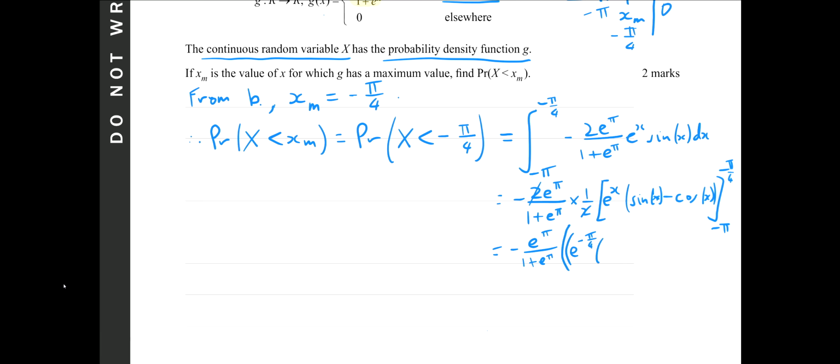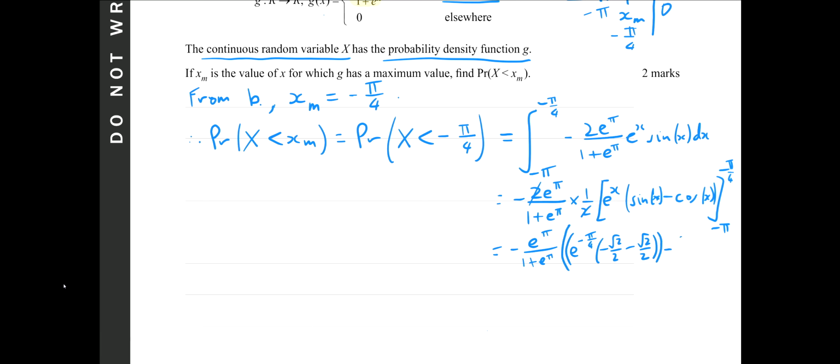And let's just work out what sine and cos of negative π on 4 are individually. So sine of negative π on 4, that's just negative root 2 on 2. It's in the fourth quadrant. And then cos of negative π on 4, that's just cos of π on 4. That's root 2 on 2, but it's being minused, so we'll put a minus there as well. So that's just the negative π on 4 subbed in.